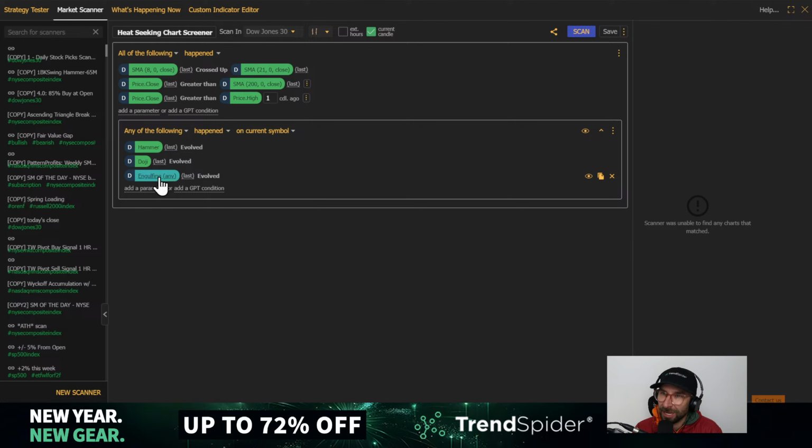We don't care which of these three is forming. We just want one of them to be forming, along with our 8-hour close above the 200 and our close above yesterday's high, or the 8/21 cross, and so on. So these three are true, and any of these are true.